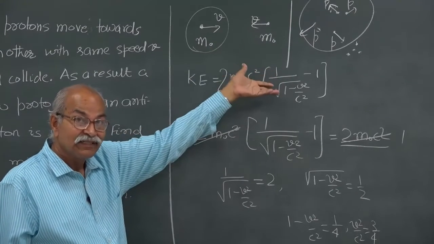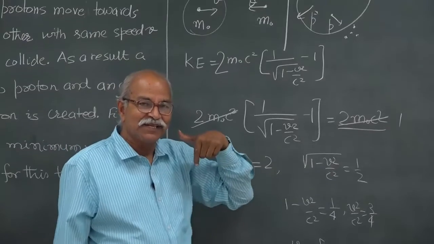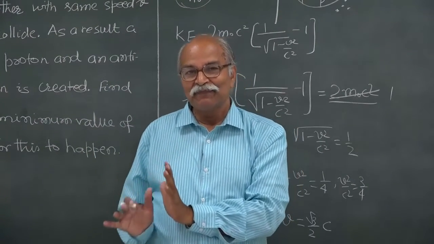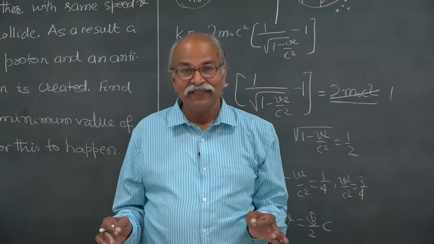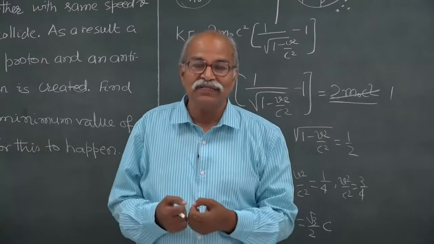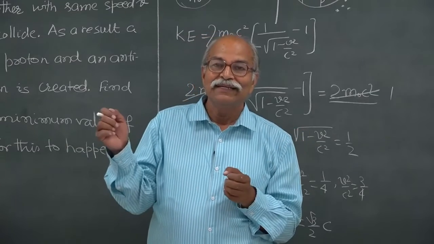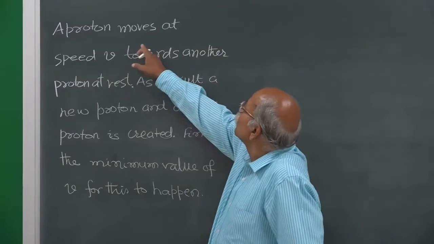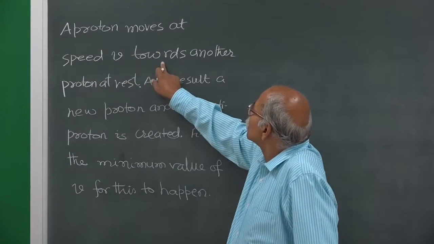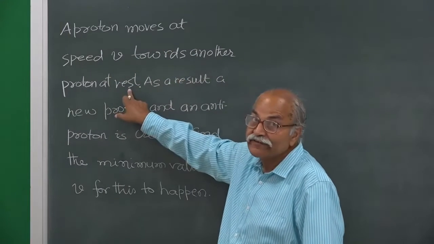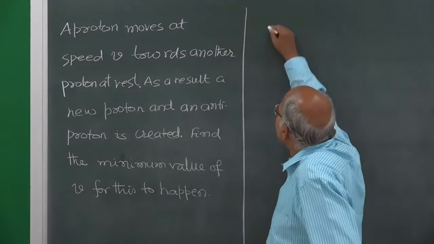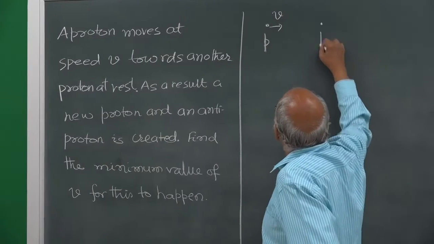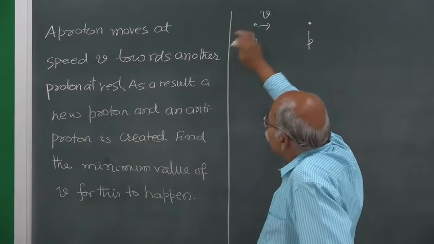Now, we will just modify this question, we will go for another question having a similar framework, but now in the lab frame the 2 particles will not be going towards each other, one proton will be hitting another proton at rest. So, here is the question: a proton moves at speed v towards another proton at rest. So, now I have a proton which is moving at speed v towards another proton, and this proton is at rest, and the rest mass is the same.